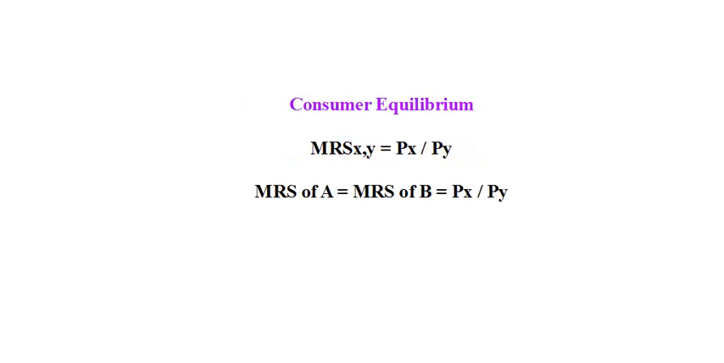So from consumer theory, you know that a consumer equilibrium is obtained when the consumer is able to maximize his utility in such a way that the marginal rate of substitution is equal to the price ratio of the two goods. So the condition for equilibrium is given by this equation, which is MRS xy, marginal rate of substitution of x for y, when it is equal to price of x divided by price of y.